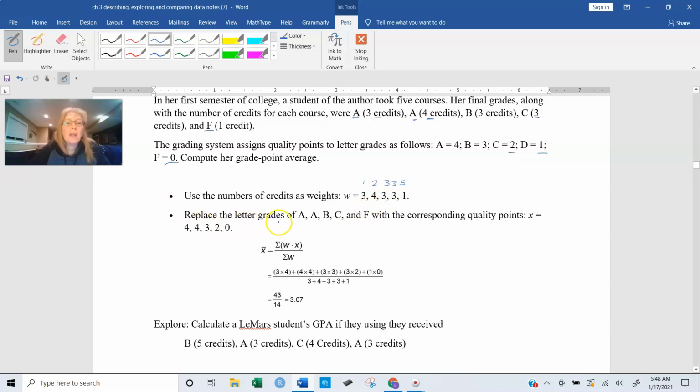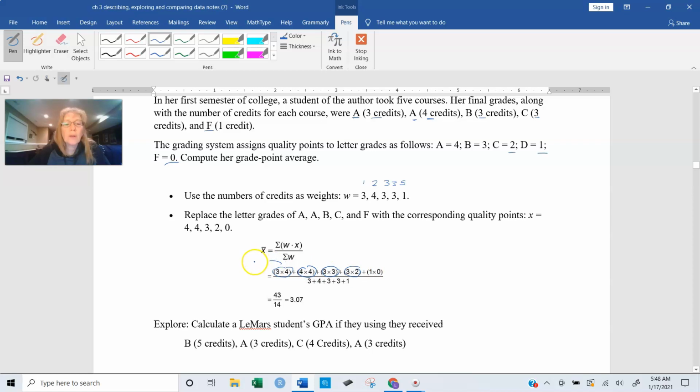Okay, replace the letter grades of A, B, C, F with their value. So now I have 3 credits and she got an A, so this is 3 times 4. She had 4 credits and she got, what did she get on this? Oh, another A. So 4 times 4. Then she had 3 credits and she got a B, so that's worth 3. She had 3 credits and got a C, so that one was only worth 2. And then she had 1 credit and got an F, which was worth nothing.